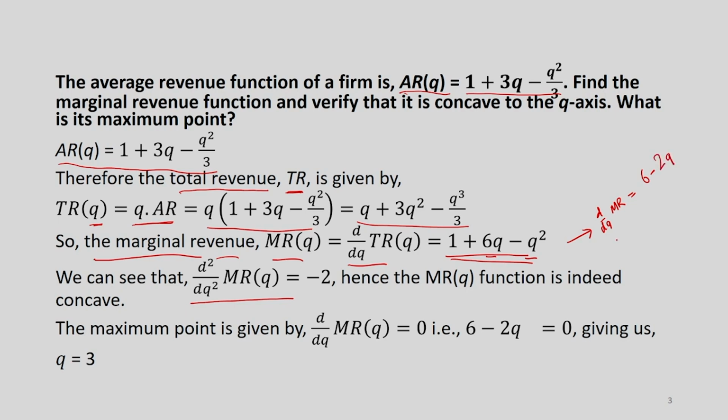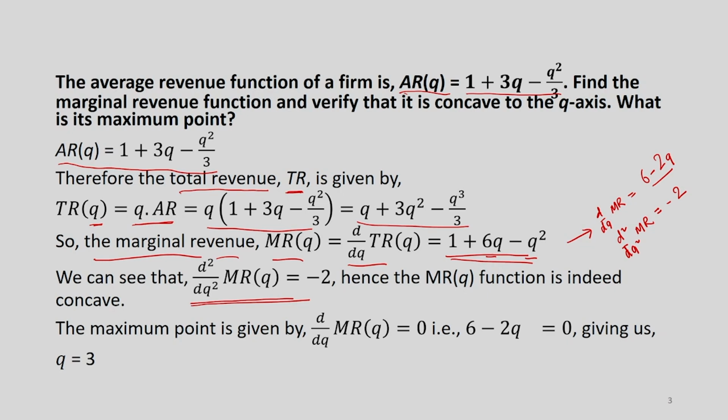All right, and you take the second derivative. So differentiating this with respect to quantity, minus 2. So that's what I have written here. You can see that the second derivative is minus 2, which is a negative quantity. Hence, the marginal revenue function is indeed concave, right? This is a property that the second derivative negative means the function is concave.